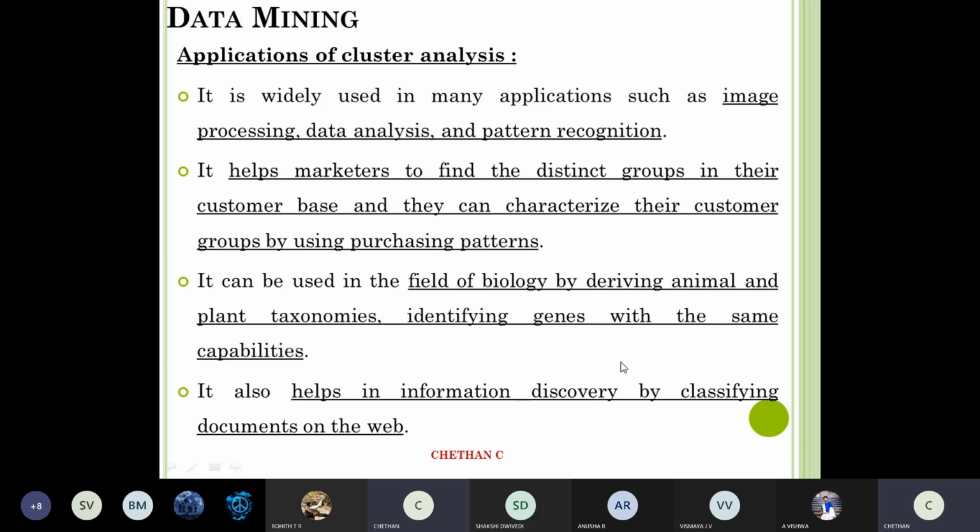It can be used in the field of biology by deriving animal and plant taxonomies, identifying genes with same capabilities. What is this basically? Plant taxonomy, forget plant taxonomy. In biology, there are two parts. One is botany, the other one is zoology. I'll talk about animal taxonomy because that's more understood. How can you group animal taxonomies? You would have heard of things called taxonomies. Okay, taxonomy is nothing but classification. In that, how do you sort of group things?